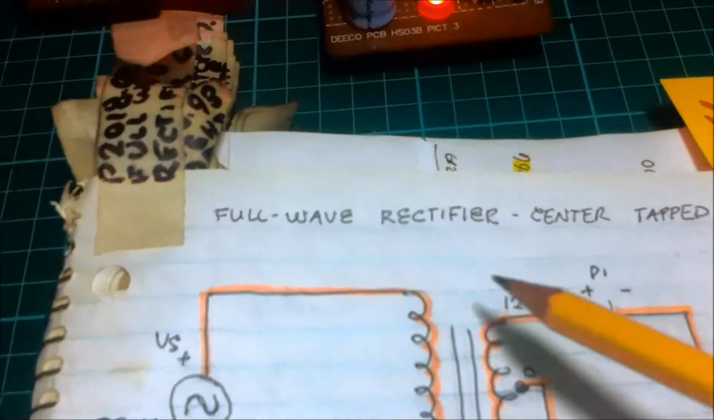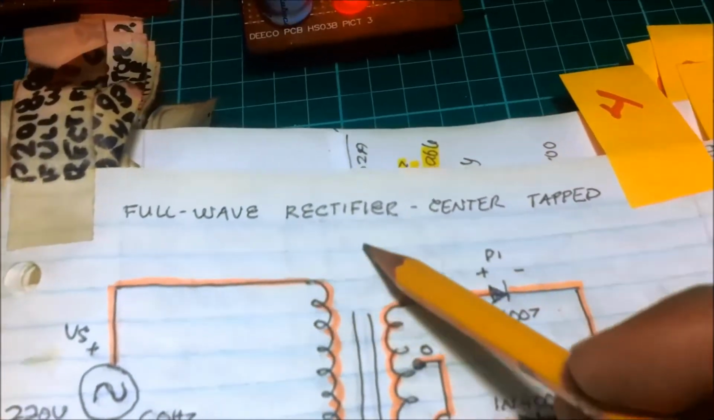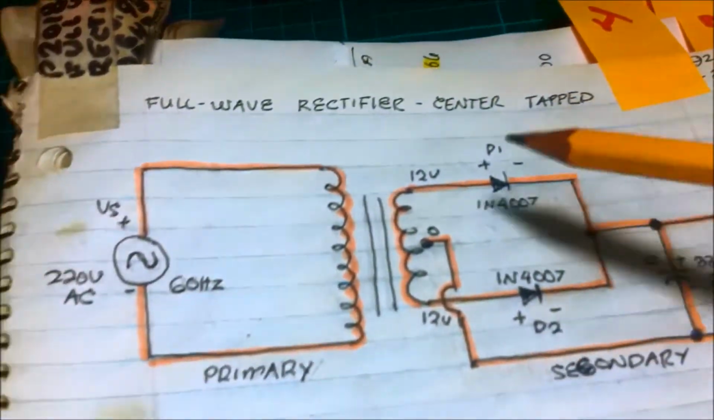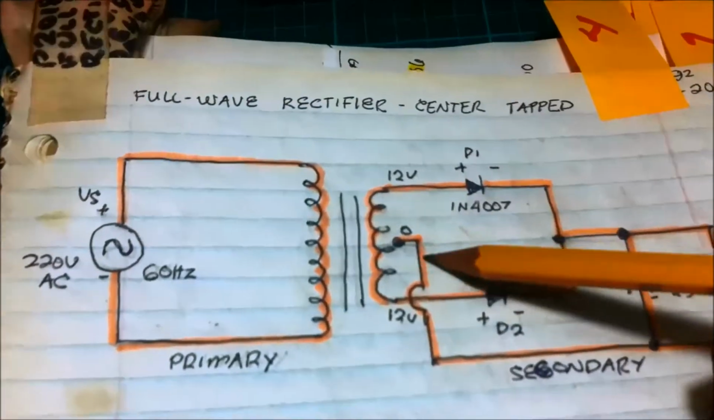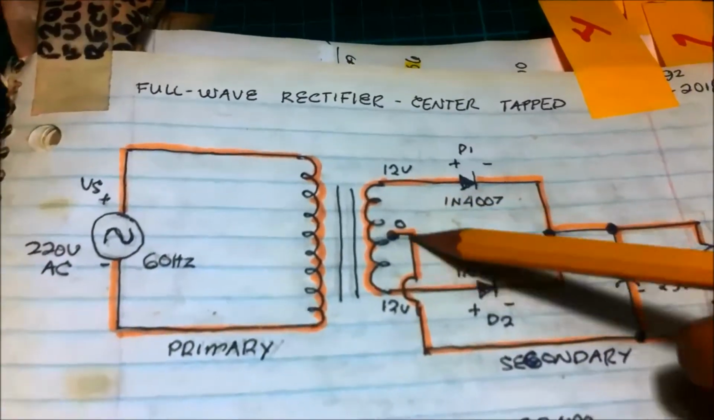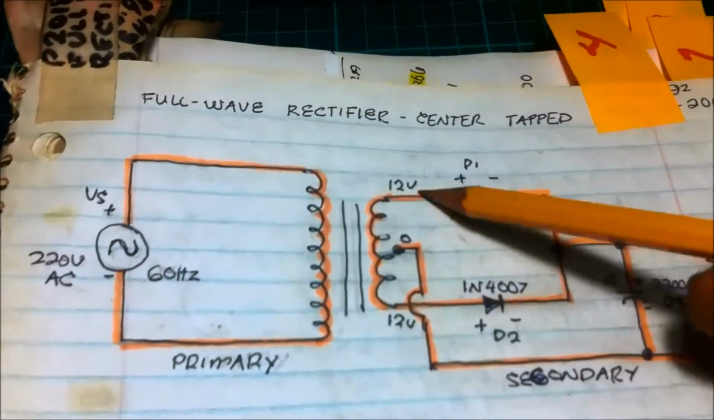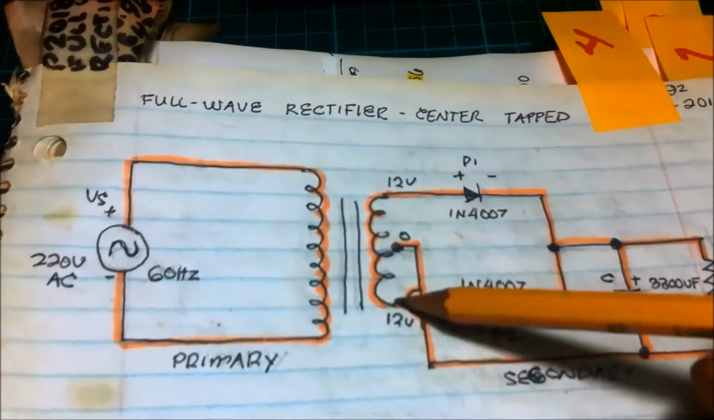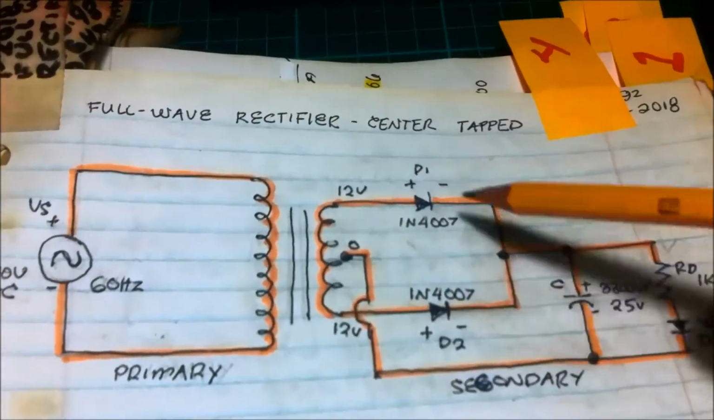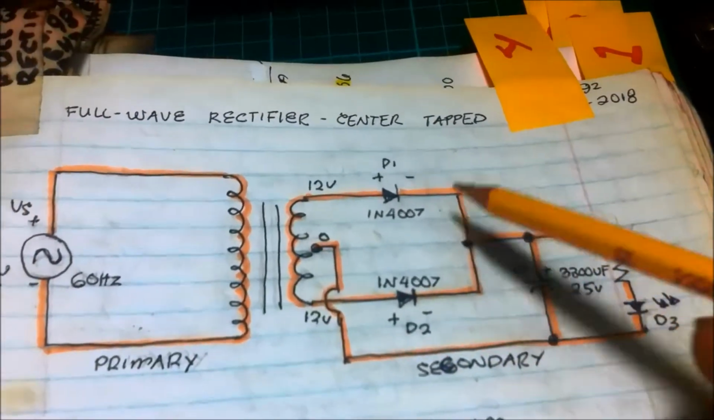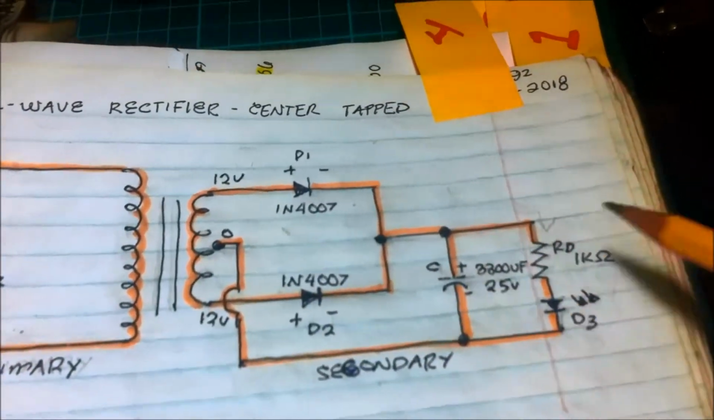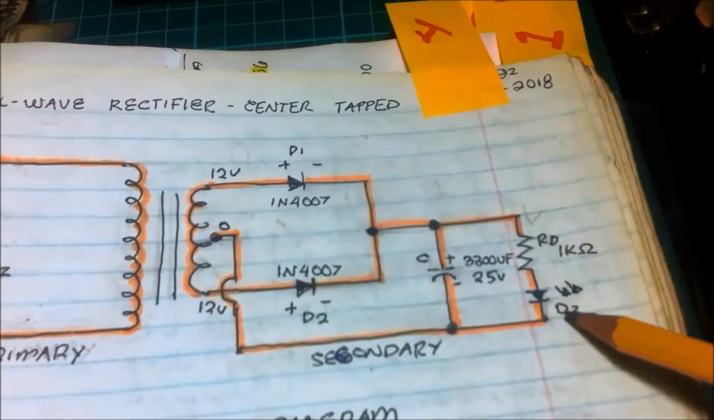This is now the fourth project. This is a full wave rectifier center tap circuit. Also, we have the transformer. I'm using a center tap transformer, the secondary is 0-12 volts. And then I use 2 diodes here instead of just 1 diode, and the capacitor, and also the load resistor and the LED.